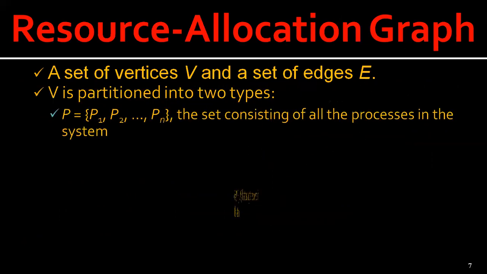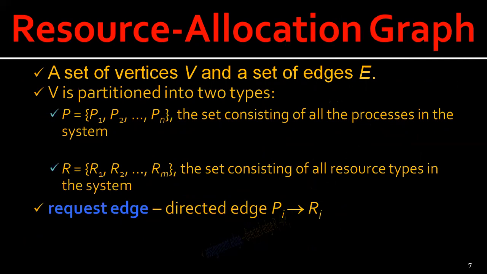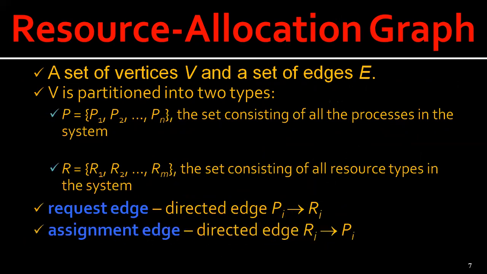Deadlocks can be described more precisely in terms of a directed graph called a system resource allocation graph. The graph consists of a set of vertices V and a set of edges E. The set of vertices is partitioned into two types. P is equal to P1, P2, and so on up to Pn, the set consisting of all the active processes in the system. And R is equal to R1, R2, and so on up to Rm, the set consisting of all the resource types in the system.